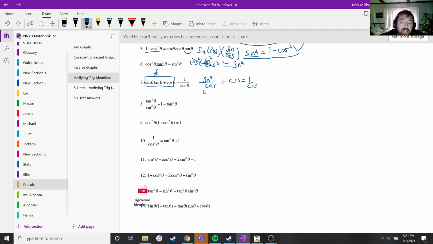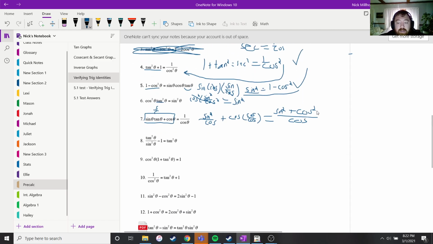Now, in order to add these together, we have to have like denominators. So I'm going to multiply the second part by cosine over cosine, and that's going to be equal to sine squared plus cosine squared all over cosine. Now, the Pythagorean identity tells us sine squared plus cosine squared equals 1. So then this means that we have 1 over cosine. Sorry, that was my dog.